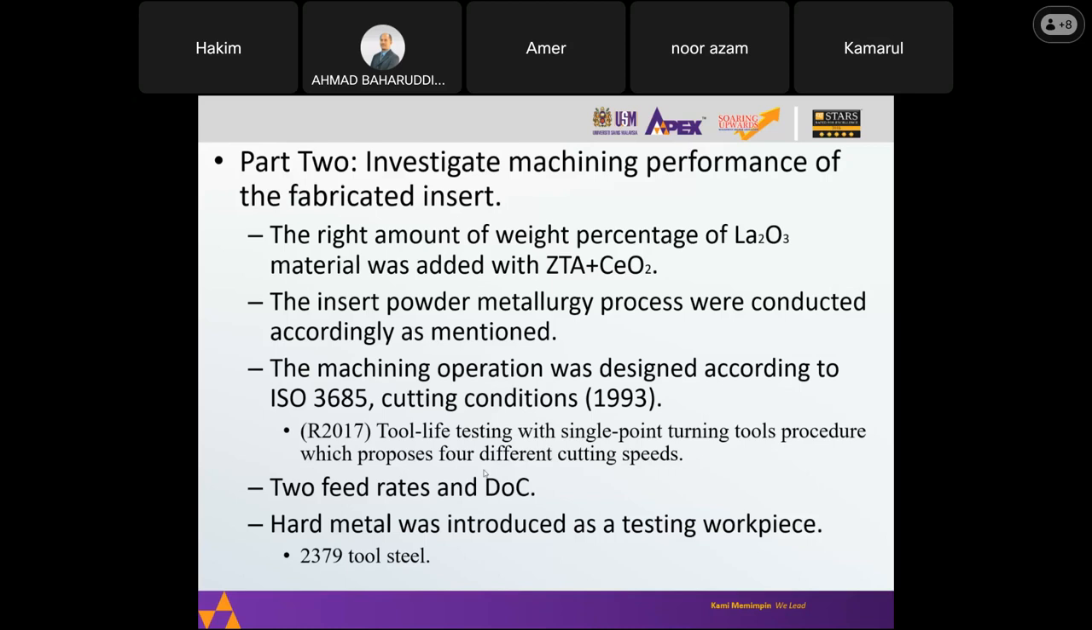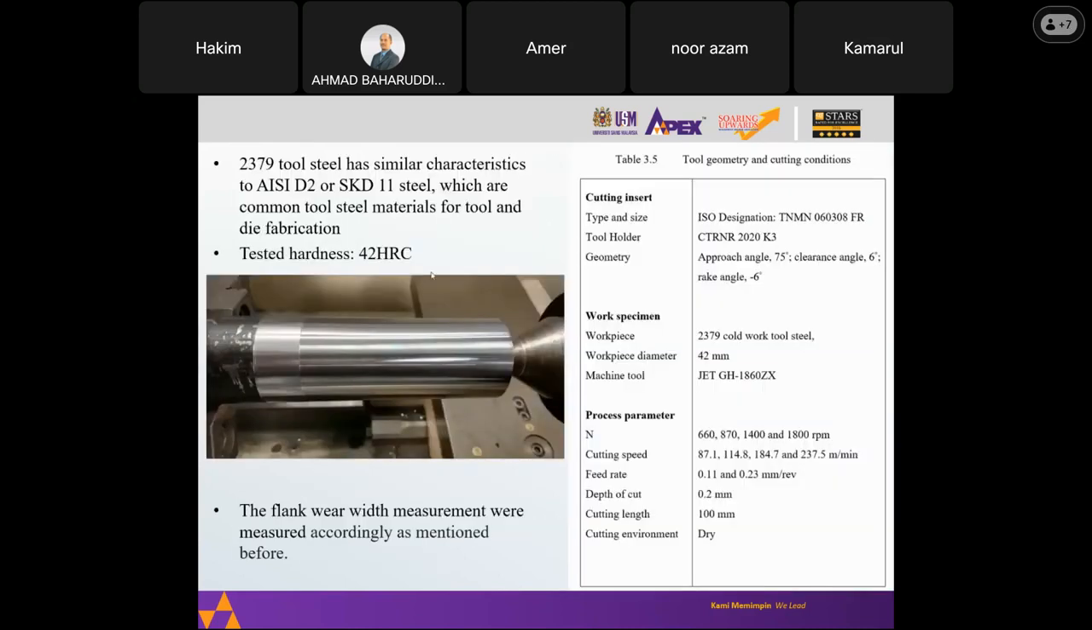On the lathe, we have finishing and we have roughing. In roughing, we take out as much metal as we can, the metal removal rate. But the maximum depth of cut for finishing is 0.3, to create a better surface finish on the workpiece. So the hard metal is 2379 tool steel. This tool steel has similar characteristics to AISI D2 or SKD 11 steel, which are common tool steel materials for tool and die fabrication. The average tested hardness is 42 HRC.